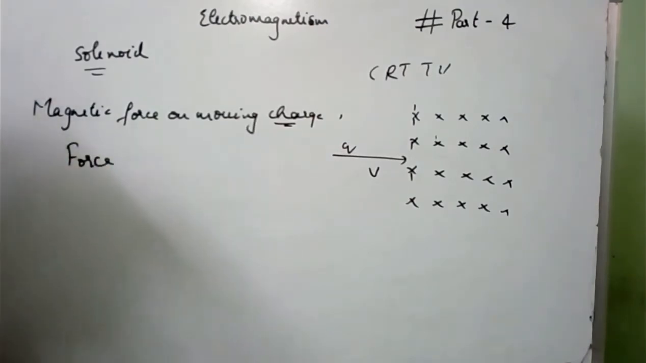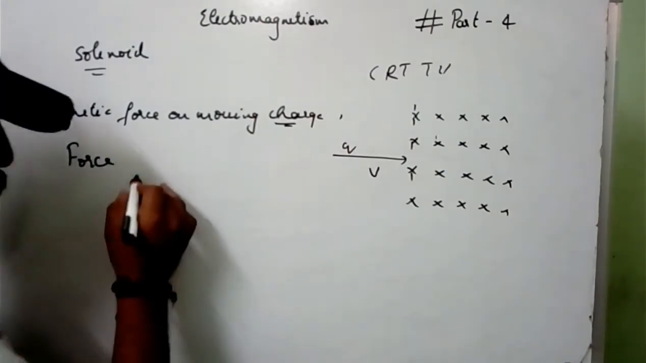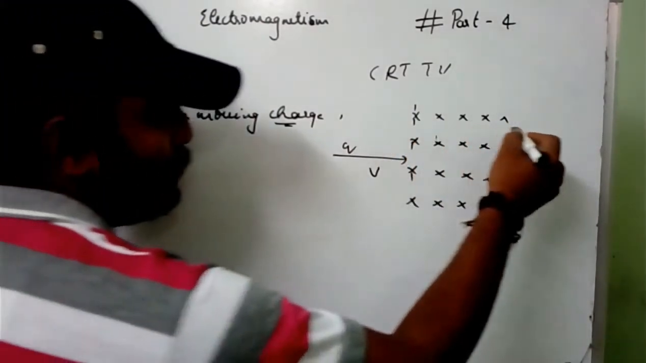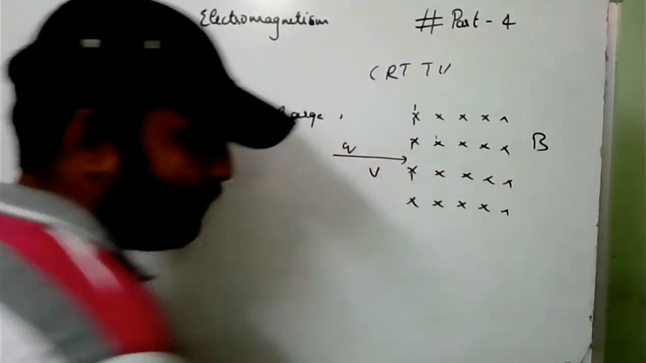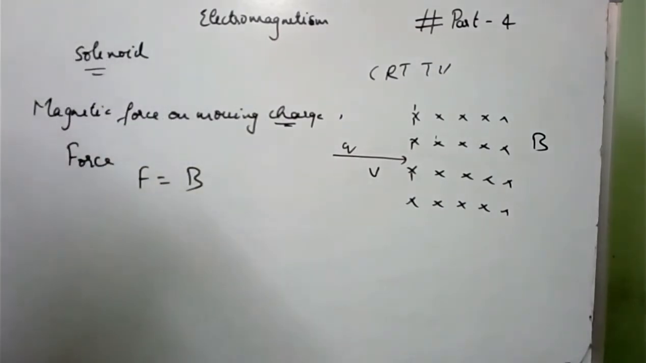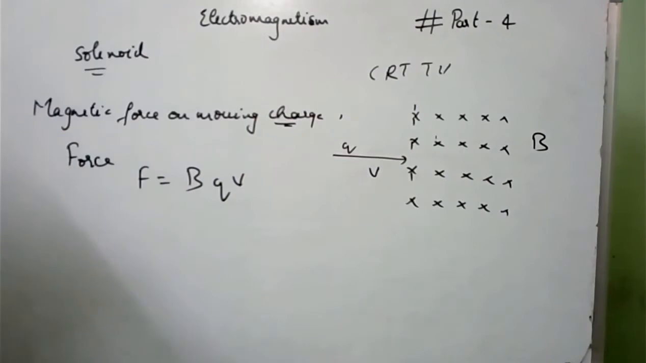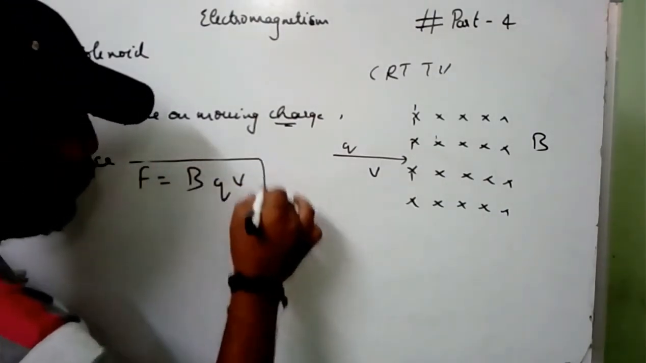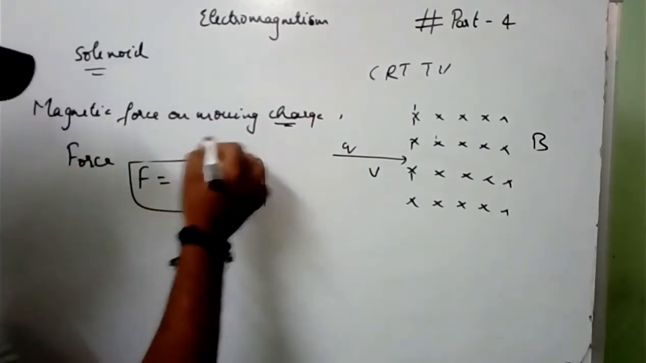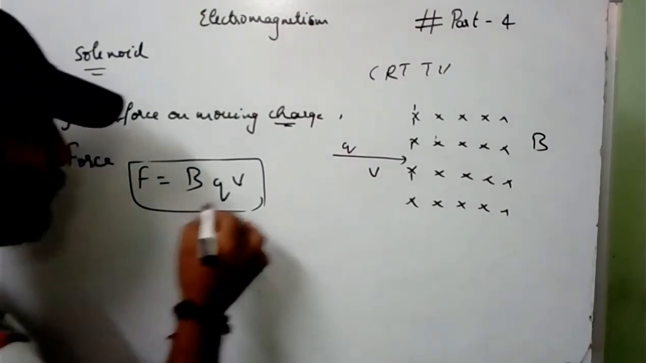Now what I am saying is the effect of magnetic force on the charge. So the magnetic force, I'll write it as F, is equal to what? The magnetic field is denoted with B. In the magnetic field we are placing a charge, and that charge is moving with a velocity V. So what is the force formula? The magnetic force on the moving charge is F = BQV.